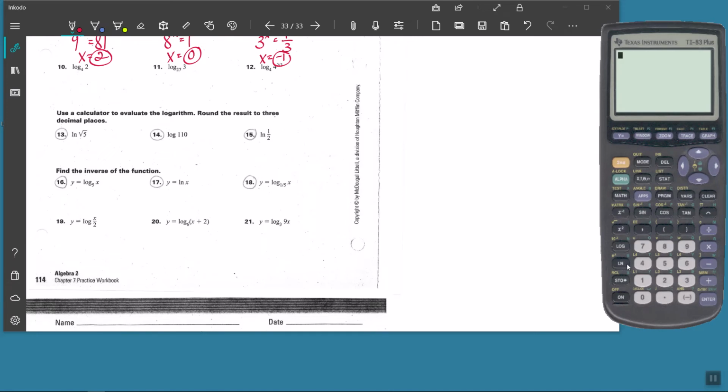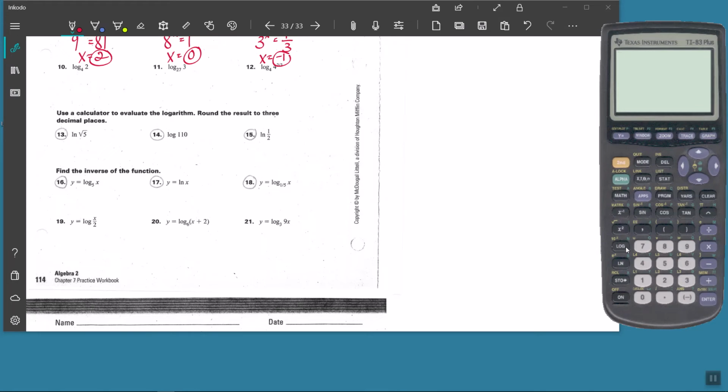And so you'll just click ln. It's going to pull up that open parentheses. And then you can go to your second key, get the square root symbol, and then put your 5 in. And then hit enter. And you should come up with 0.8047. We're going to round it to 0.805. So 3 decimal places. All right, and then you can clear that out.